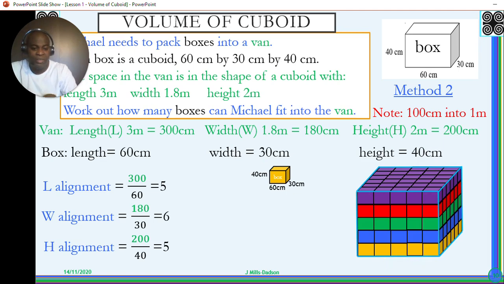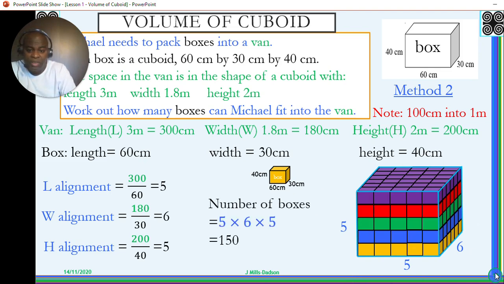So with this, you can see that if you put the alignment as the dimension of the box, you can find the volume of the cuboid, and you still have the same 5 times 6 times 5, and that will give you 150. So you can do this kind of work using the alignment method, dividing length of van by length of box, width of van by width of box, height of van by height of the box, and the final answer that you have for each of the alignment, you multiply them. That will give you the amount of boxes that will fit into the van. So this is the second method.